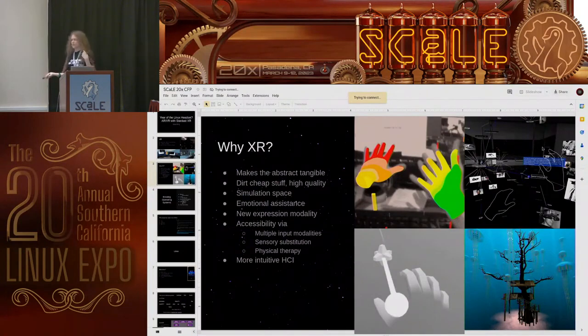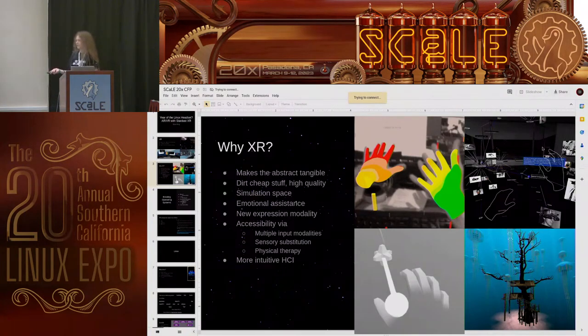It's a new expression modality. Since you're not restricted to reality, you can have cat ears, or floaty rings around your arms or whatever. It doesn't really matter. That basically lets people express what they want to express a lot better.